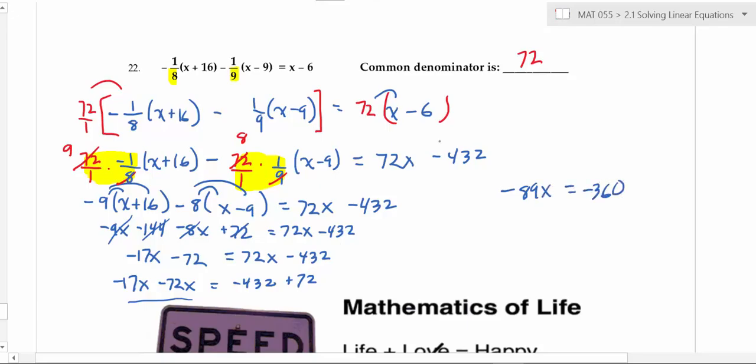equals negative 360. Now you divide both sides by negative 89, and then you have something that doesn't reduce. So I think your final answer to this problem looks like it should be x equals positive 360 over 89. And that's it. Okay, so that should finish that up.